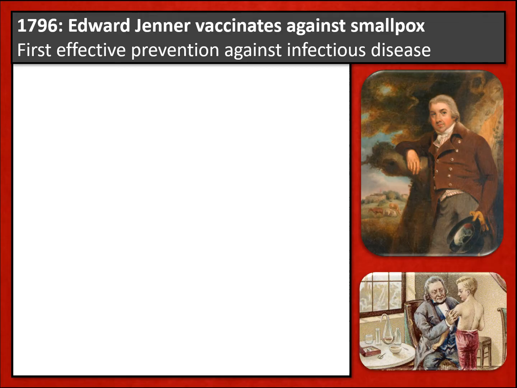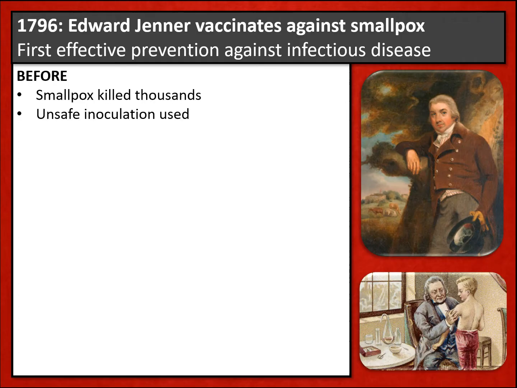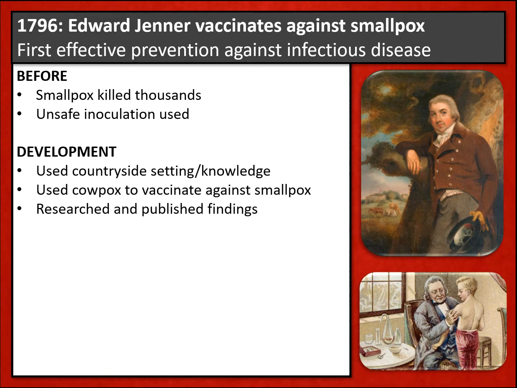So let's have a look at our first major development. So we'll look first at Edward Jenner and his discovery and development of vaccinations against smallpox. Now, before Jenner's work, smallpox was a highly infectious disease that killed tens of thousands of people. And the only way that people could hope to prevent smallpox was to be inoculated, where doctors would place live smallpox matter from scabs of infected people into patients to try to give them protection. Now, this was unsafe because of the variability of the strength of the scab tissue. It was also unclean, as you might imagine.